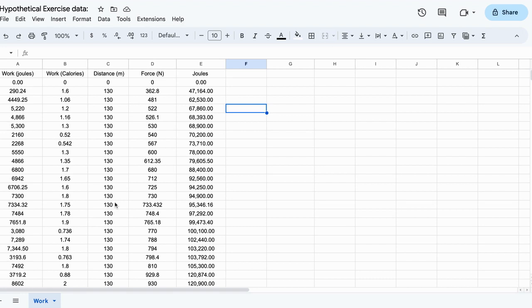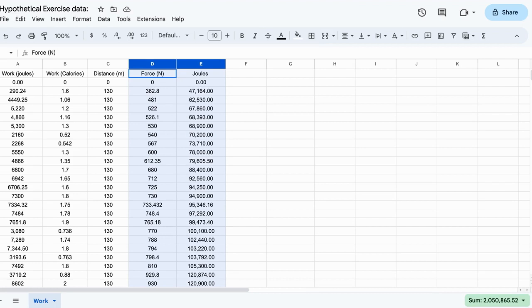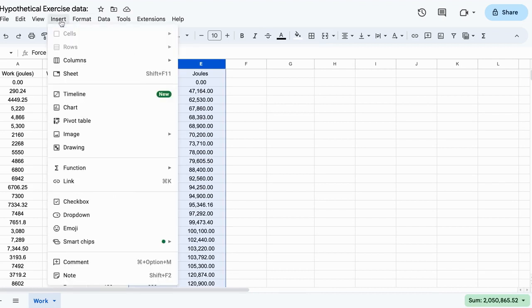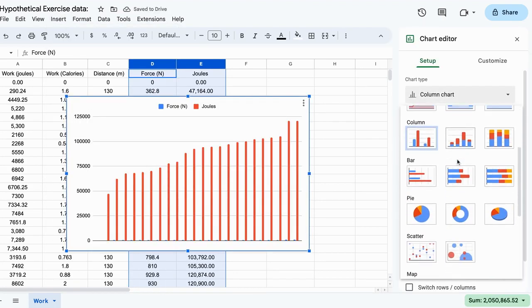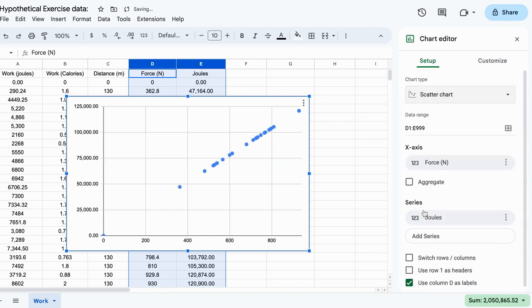Now that you have made everyone cover the same distance, we are going to graph force and see how the force affects the joules. Obviously, it can't be the distance because everybody's going the same distance. So how is the force affecting the joules or related to the joules? To do that, you are simply going to highlight force and joules and then insert chart. And we're going to pick scatter plot, not column. I can't even understand why they did that. All right, there we go. That looks pretty good.